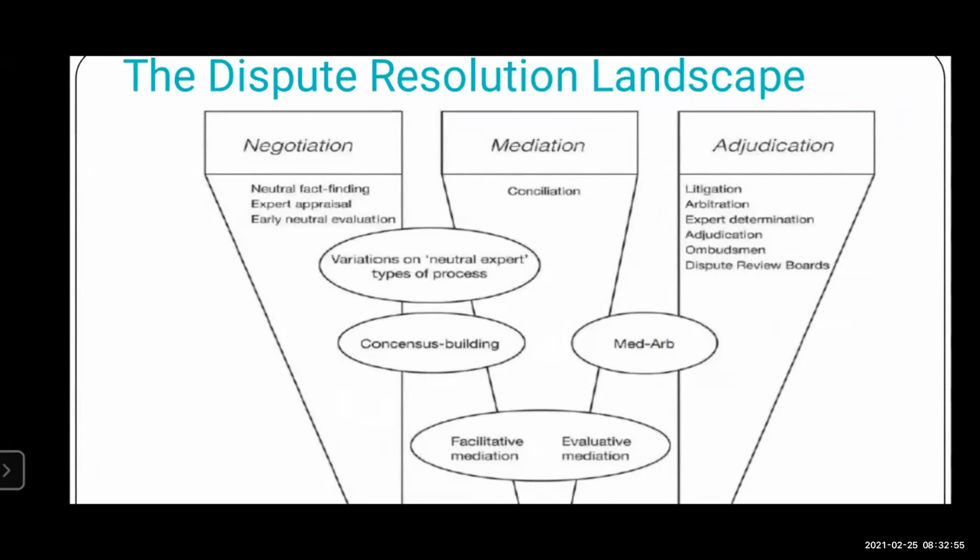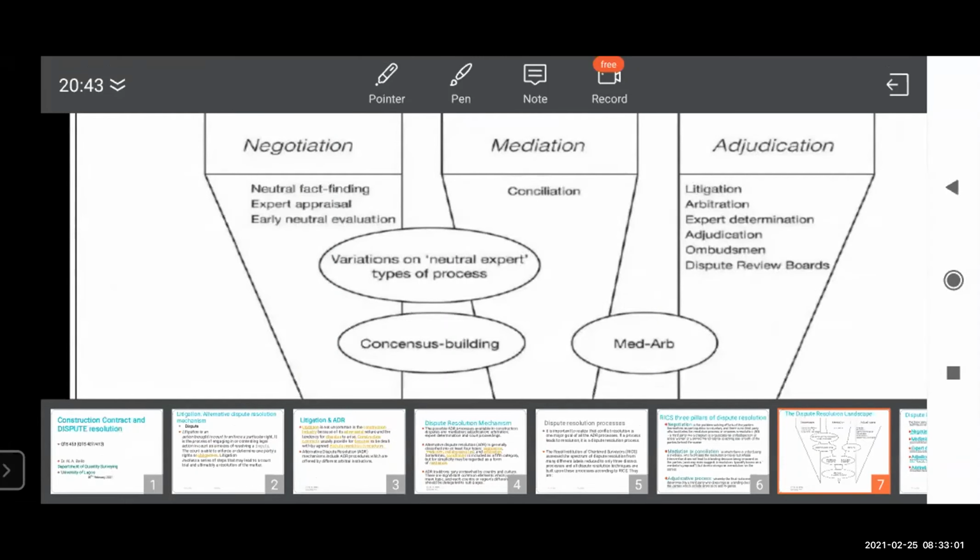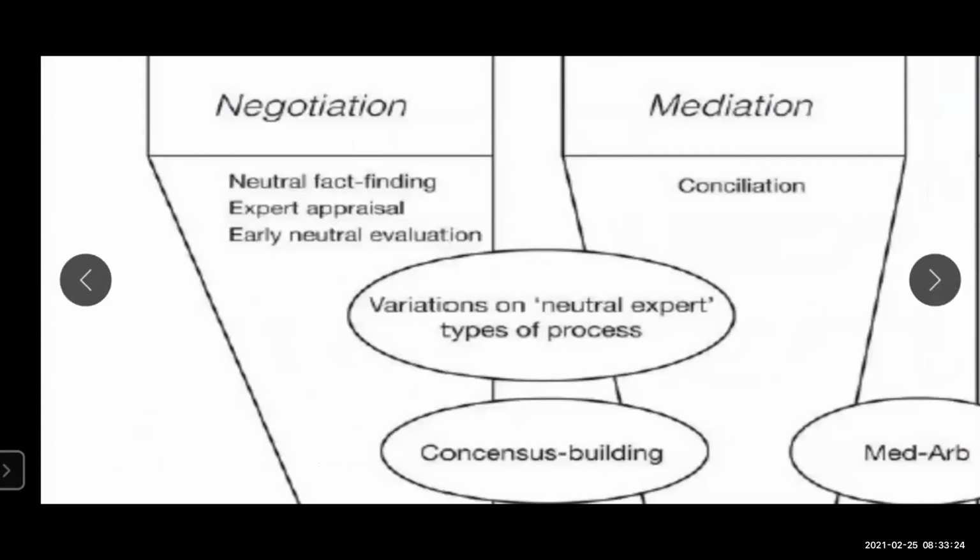The first major one is negotiation. The second major one is mediation. And of course, the third one is adjudication. Those are the processes. Fact find, expert appraisal, early neutral evaluation. Don't forget, I mentioned that under negotiation, the major issue is the interest of the parties in the contract.